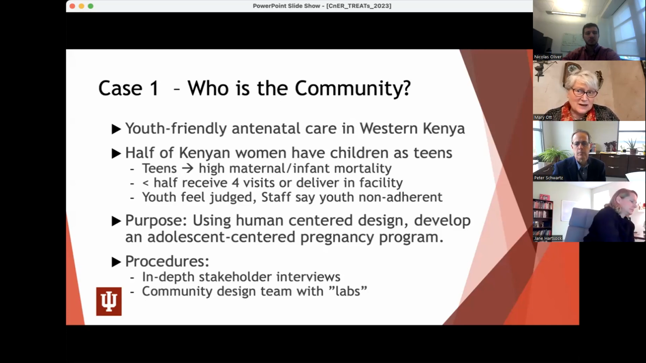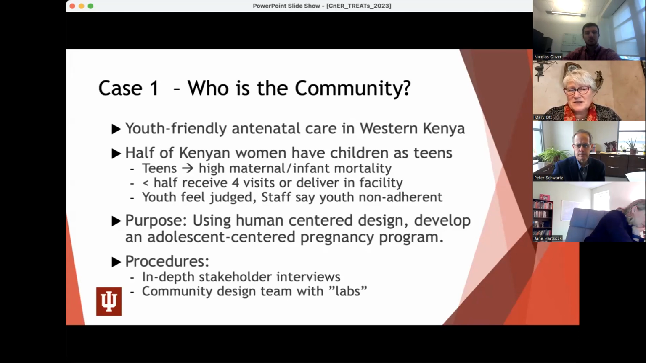The recommended number of prenatal visits is four, versus thirteen for an uncomplicated pregnancy in the US, and the median number of visits for teens was one, which means they went once and didn't go back. Delivering in a facility makes a huge difference for neonatal mortality. When my colleagues looked at this, they talked to youth and they talked to medical staff. The youth felt judged. The medical staff felt the youth were not adherent.